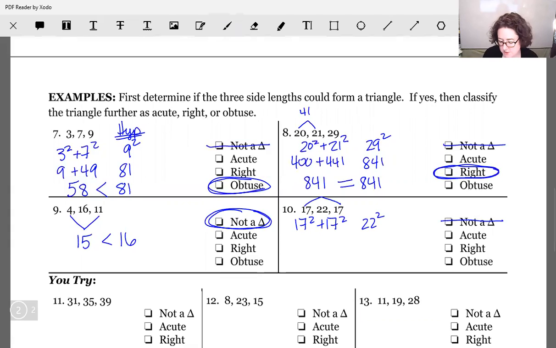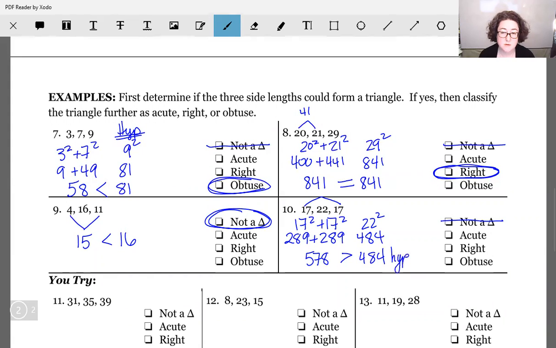Alrighty, 17 squared is 289. 22 squared, 484. And so 289 plus 289 gives me 578, which is larger than 484. Now 484, that was our hypotenuse. So it's smaller than the rest of the equation, which means we have an acute triangle.